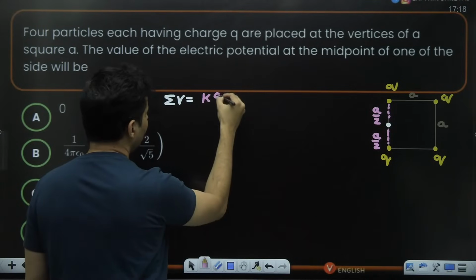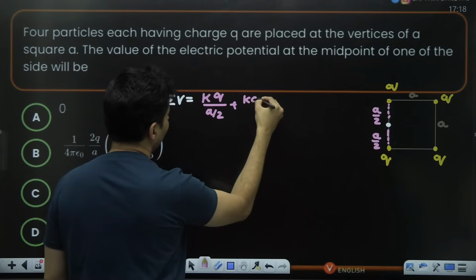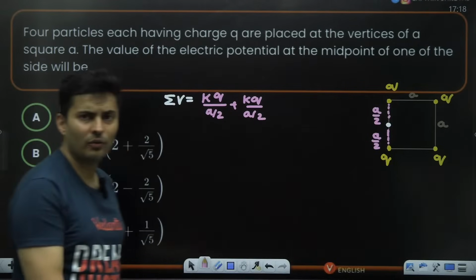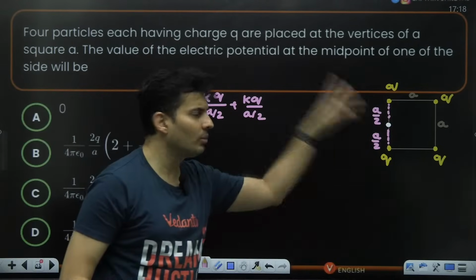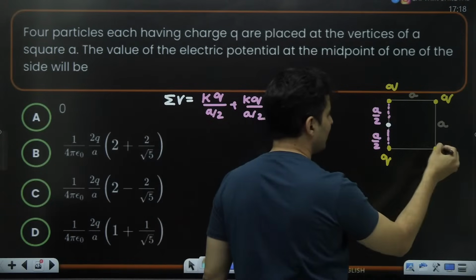It will be KQ divided by the distance, which is A by 2, plus again KQ divided by A by 2. So with this KQ by R formula, I will get the potential due to both these charges. Next is this charge and this charge.